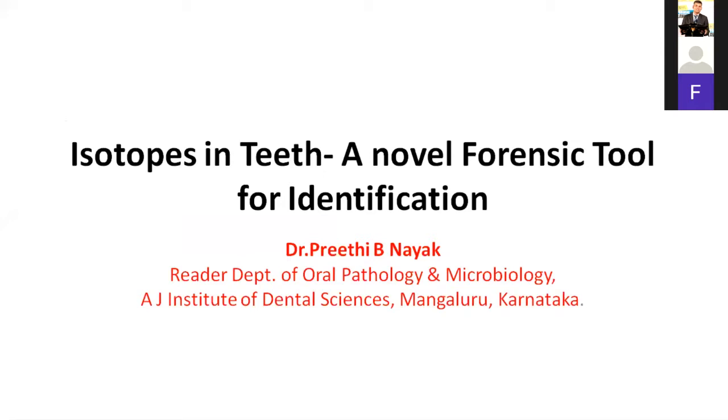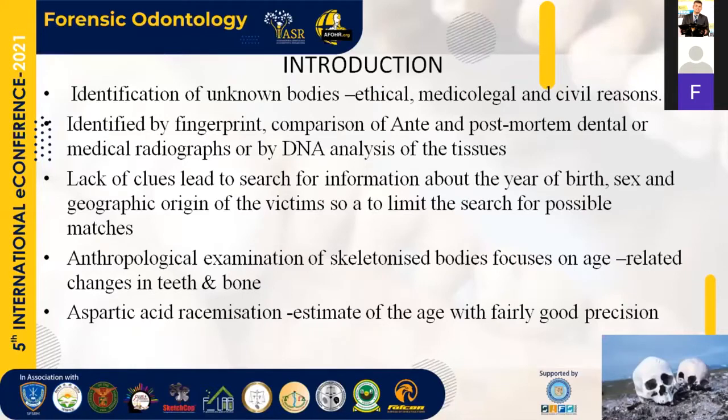Moving over to the next slide, identification of unknown bodies poses a lot of challenges in terms of ethical, medico-legal, and civil reasons. Usually in such cases, bodies will be identified by fingerprinting, comparison of ante and post-mortem dental and medical radiographs, or by DNA analysis of the tissues. Now what happens is, when there is lack of clues, it leads to the search for information about year of birth or geographic origin of the victim so as to limit the search for possible matches. That time these age estimation methods come into a role.